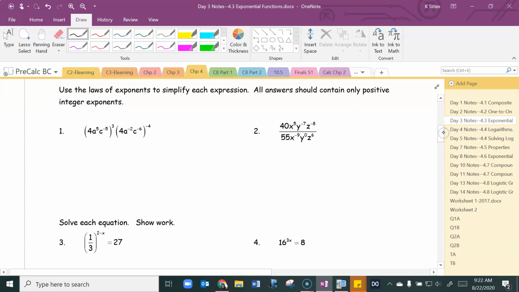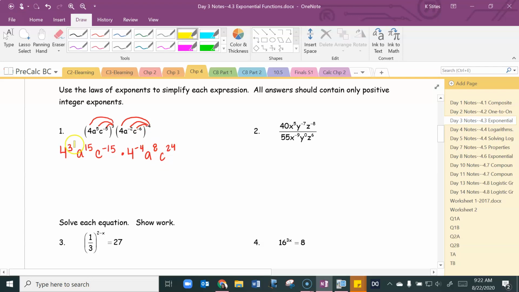All right, so let's practice some of these laws of exponents with these two problems. We will go ahead and we're going to multiply our exponents, but our 4 becomes a 4 to the 3rd. Multiply, so a to the 15th. Multiply c to the negative 15th and give that exponent again. 4 to the negative 4th, a to the 8th, c to the 24th.